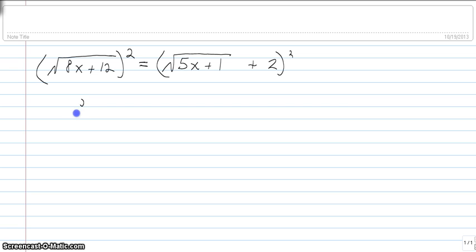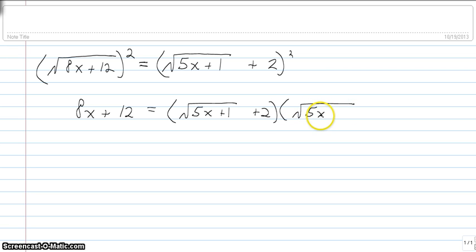On the left, that eliminates that radical, and on the right we're going to need to use the FOIL method, because we need to multiply this expression by itself. We'll multiply the first, the outside, and then of course the inside and the last. And remember, when we multiply this radical by itself, we'll be left with just the radicand of 5x plus 1.